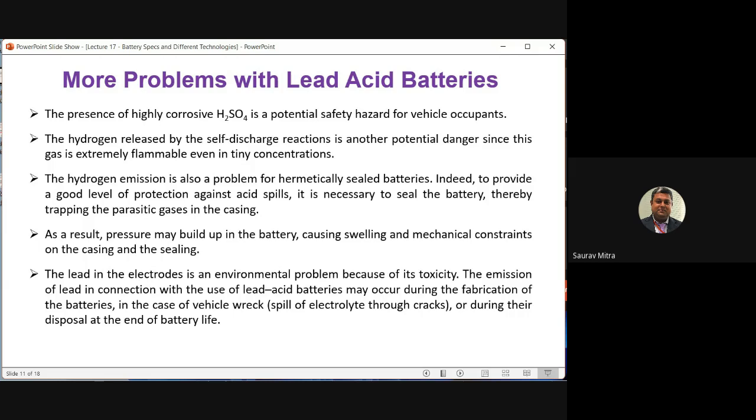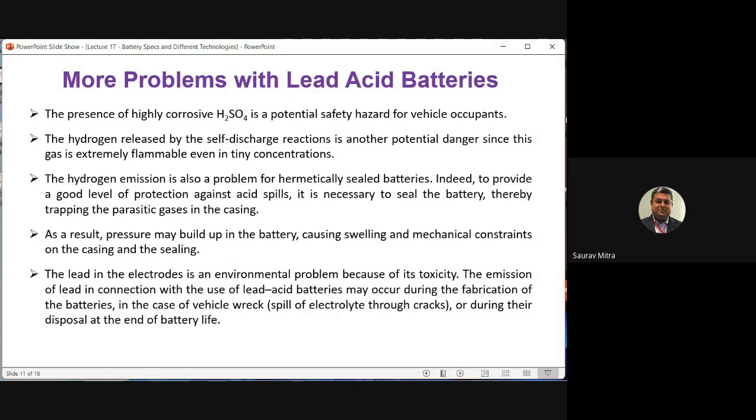What is meant by hermetically sealed batteries? In the previous age, in old batteries we had to add water. In a hermetically sealed battery, we don't need to add water. Okay, in a hermetically sealed battery, they are sealed and they run by themselves. They don't require externally added water.